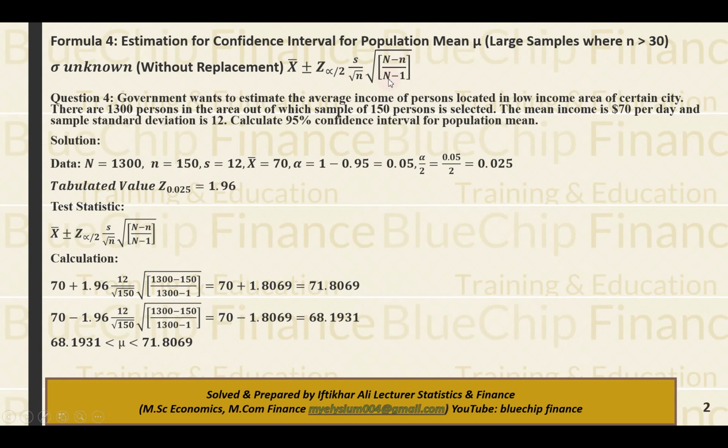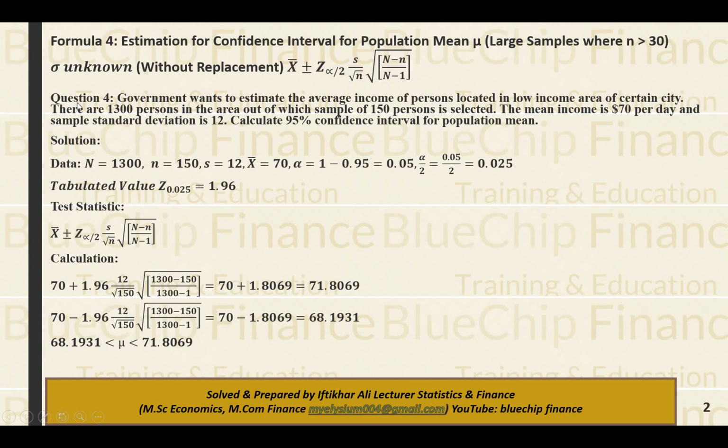Uppercase N represents the population size, lowercase n represents the sample size, s represents here the sample standard deviation, and z alpha by 2 is the tabulated value and x bar is the sample mean.